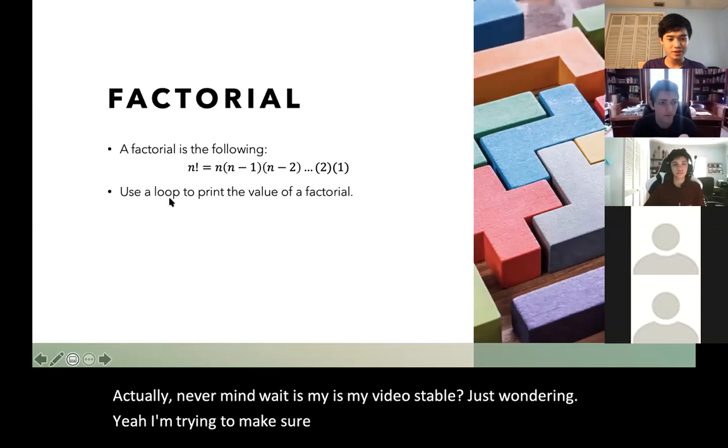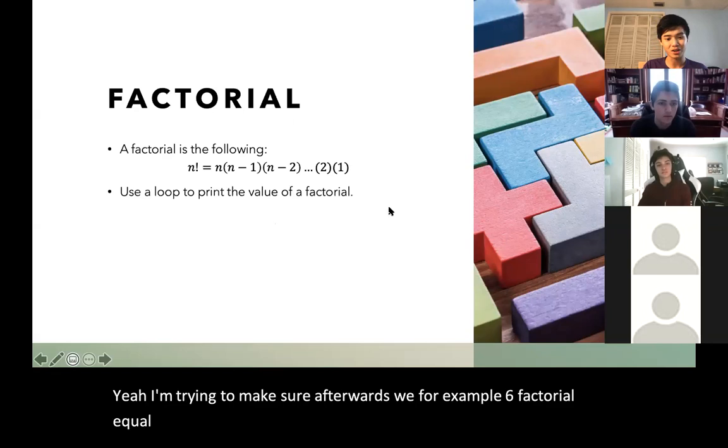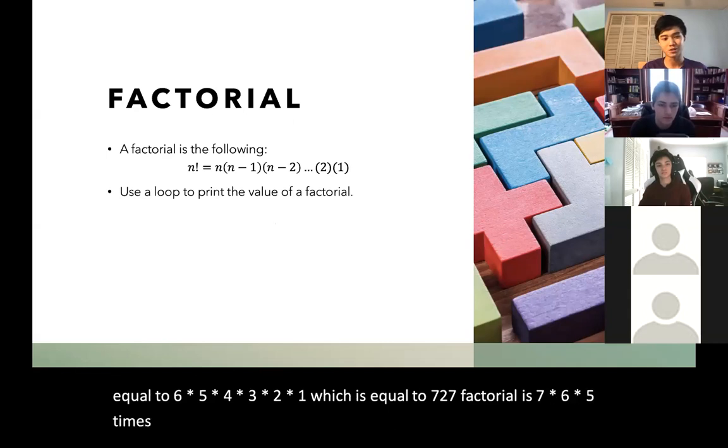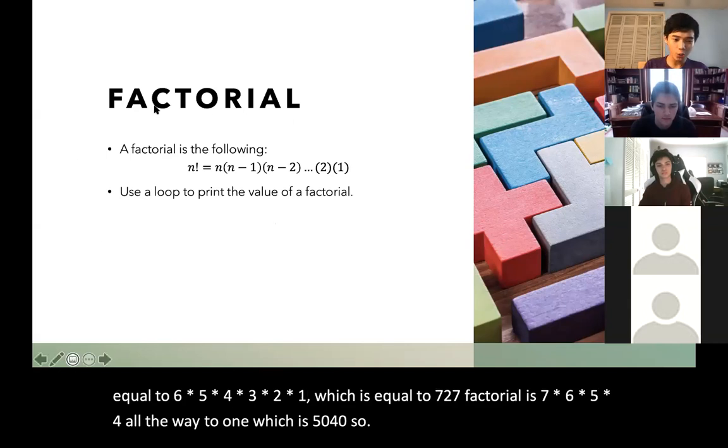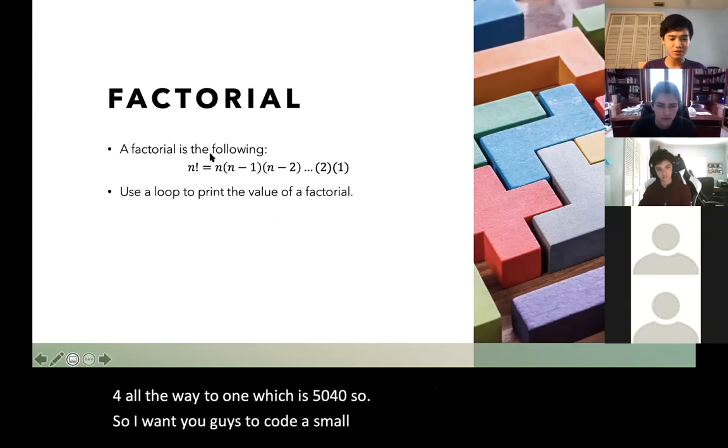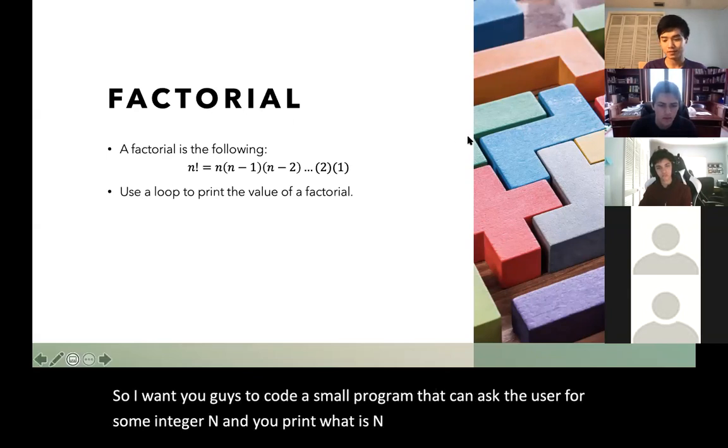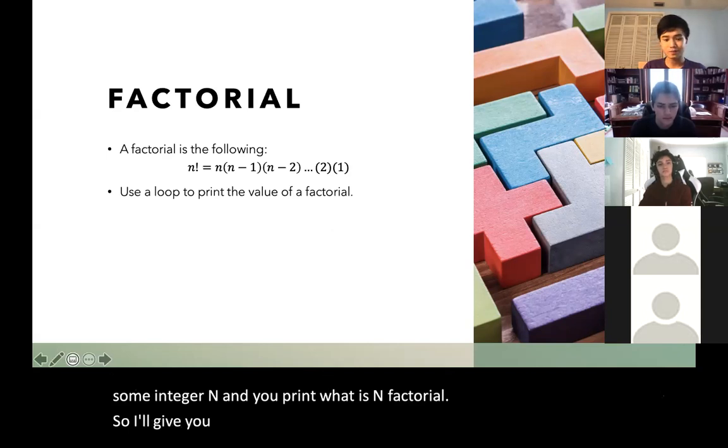For example, 6 factorial would equal 6 times 5 times 4 times 3 times 2 times 1, which is equal to 720. 7 factorial is 7 times 6 times 5 times 4 all the way to 1, which is 5040. So I want you guys to code a small program that can ask the user for some integer n, and you print what n factorial is. I'll give you guys around 5 minutes to do this.